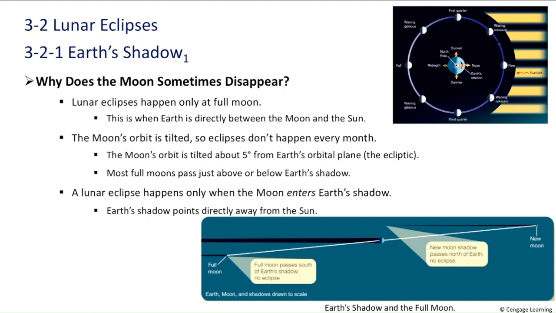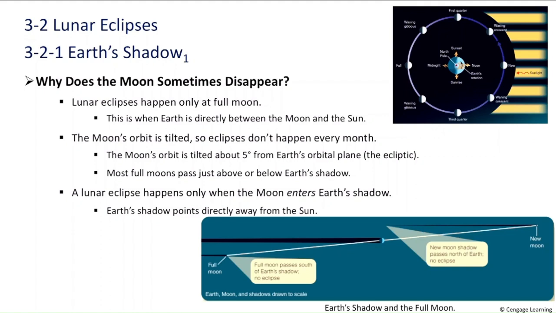So check this out. This diagram shows why eclipses don't happen all the time. Most of the time, the moon takes a path that misses Earth's shadow. Only when everything lines up just right do we get that spooky red eclipse. So now we know that eclipses are all about alignment, and they are rare because the moon's orbit is tilted.